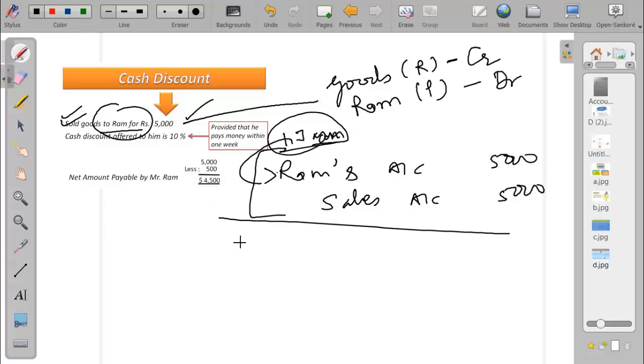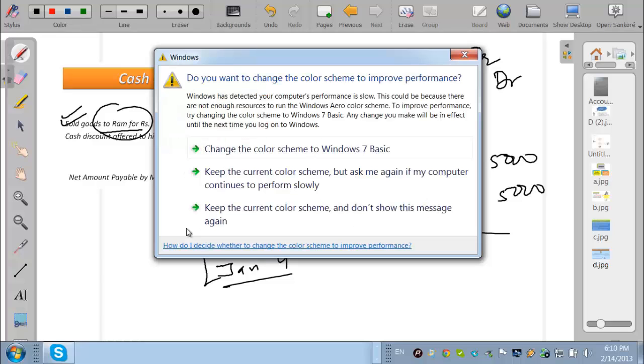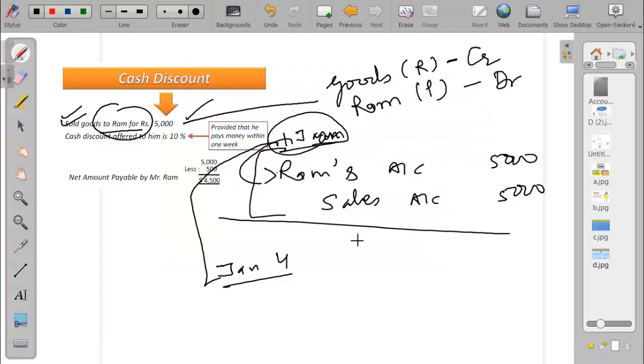Now I have to recover money from Ram. Is that clear? And he paid me money on which date? Suppose January 4th. He paid me money after 3 days. On 1st January I sold goods to him, and on 4th of January he paid me the money. Now tell me, is he entitled to a discount? Why? Yeah, this is the correct answer I was expecting from you. You are really very great. Because he paid money within 1 week, so obviously I have to offer him discount as per my commitment.